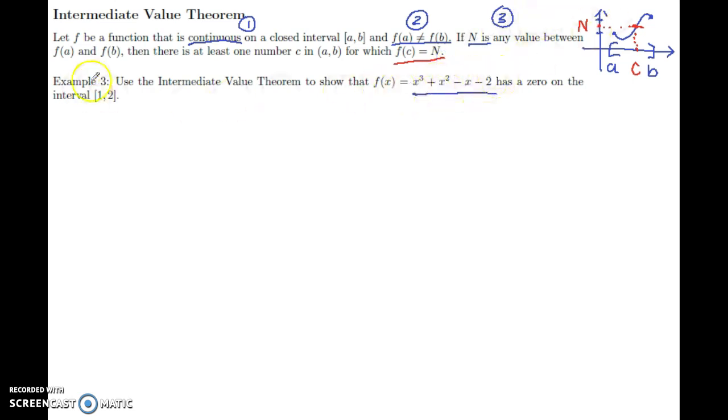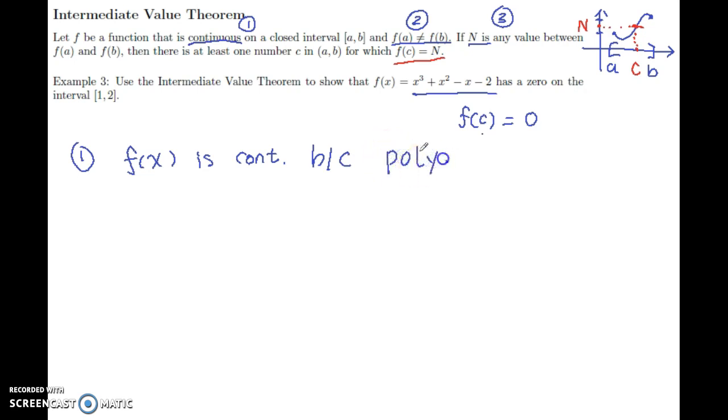So how do we use the intermediate value theorem in example number 3 to show that this polynomial has a 0, meaning f of c equals 0 at some point c on the interval [1, 2]? The first thing we need to verify is continuity. f of x is continuous because we have a polynomial. So we do have continuity.